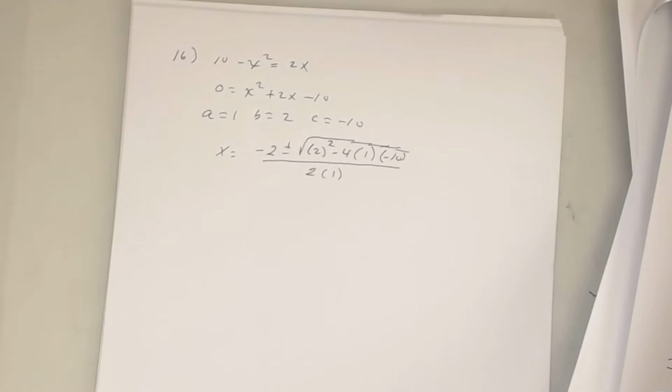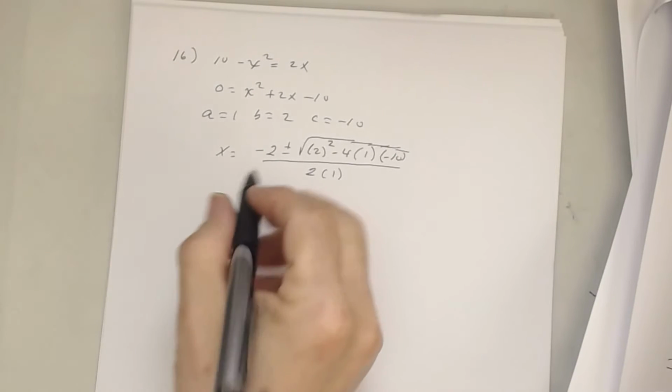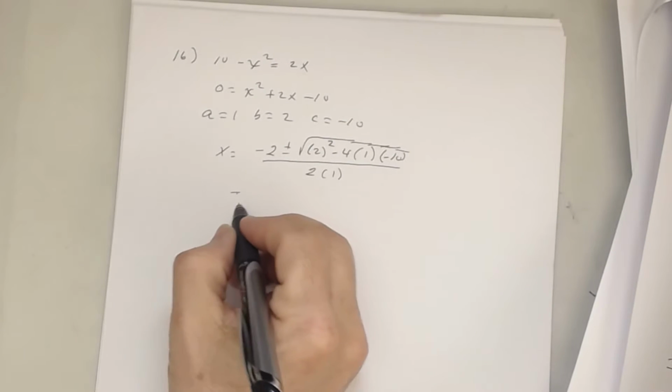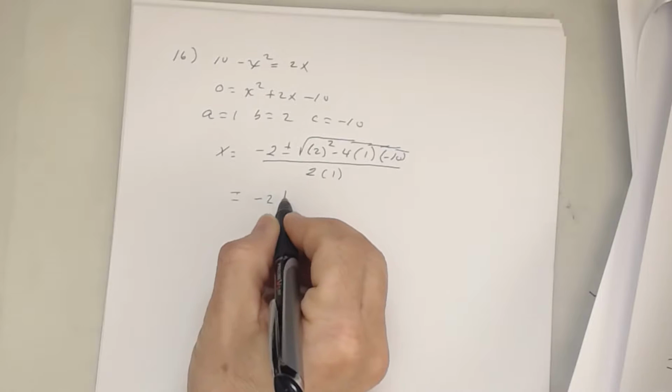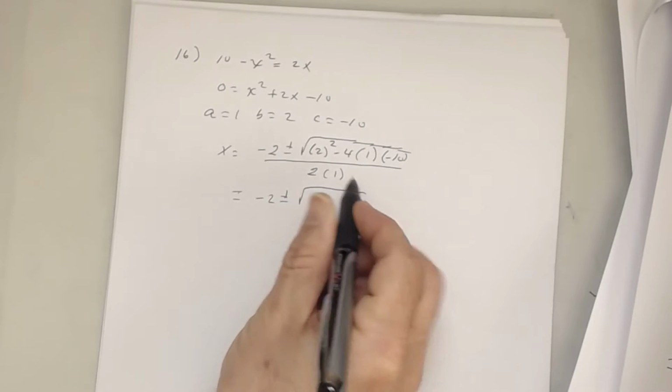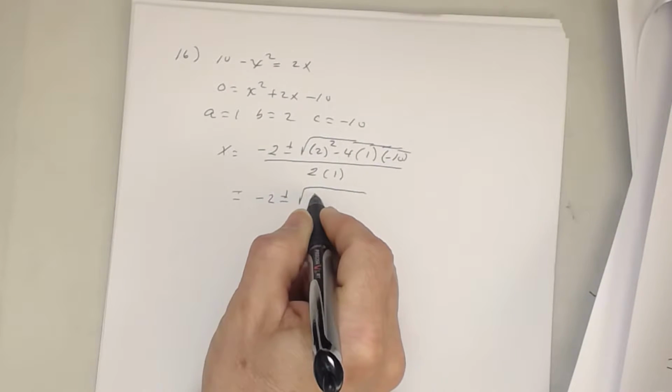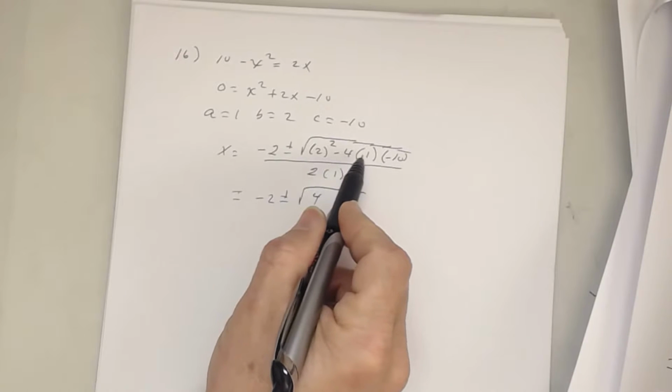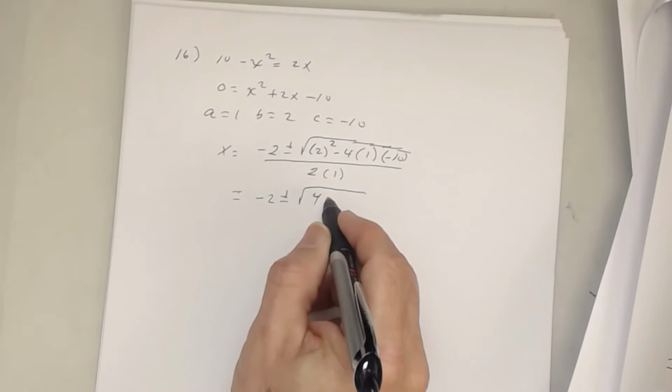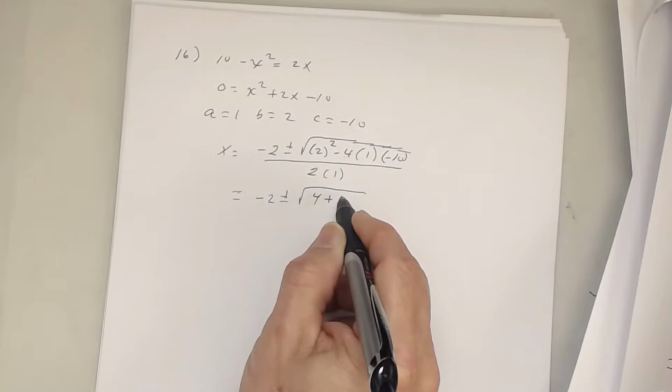Okay, so that's your first step. Your first step is to take those values and plug them into the formula. Then you're going to simplify the radicand. So you had negative 2 plus or minus the square root of, what's 2 squared? Okay, what's negative 4 times positive 1 times negative 10? Positive 40.